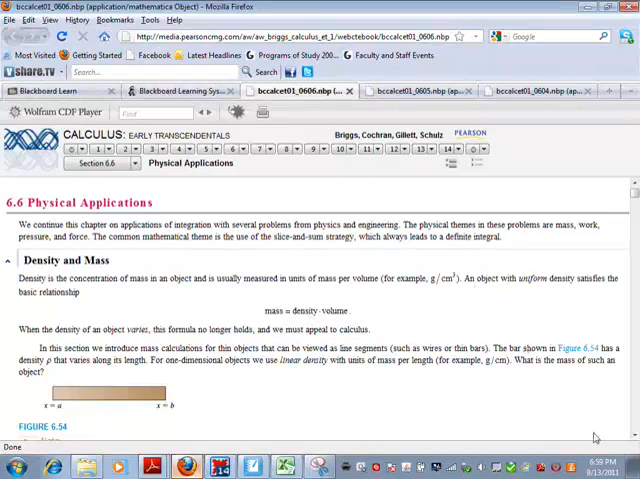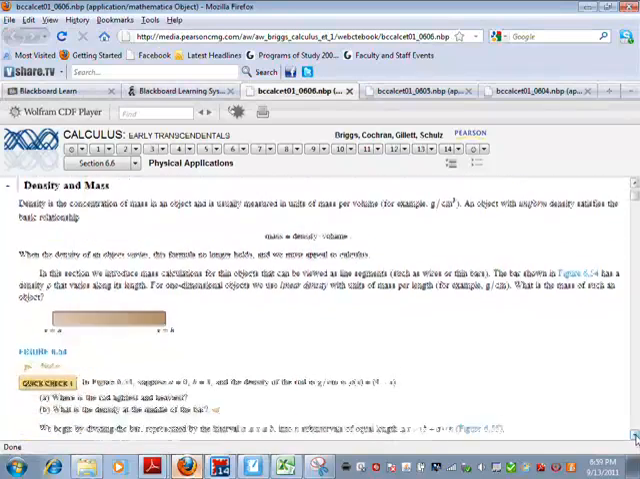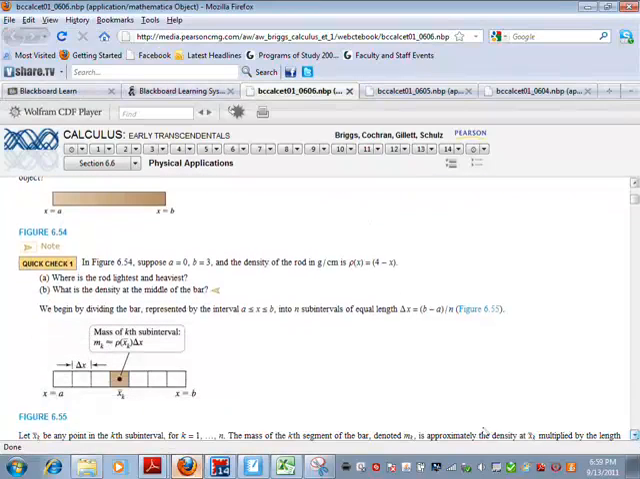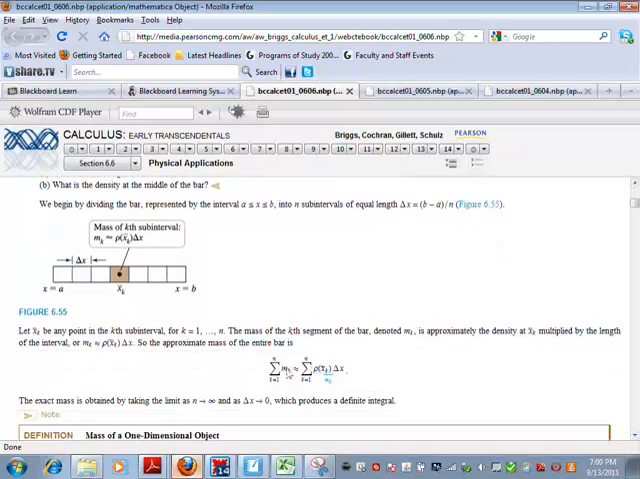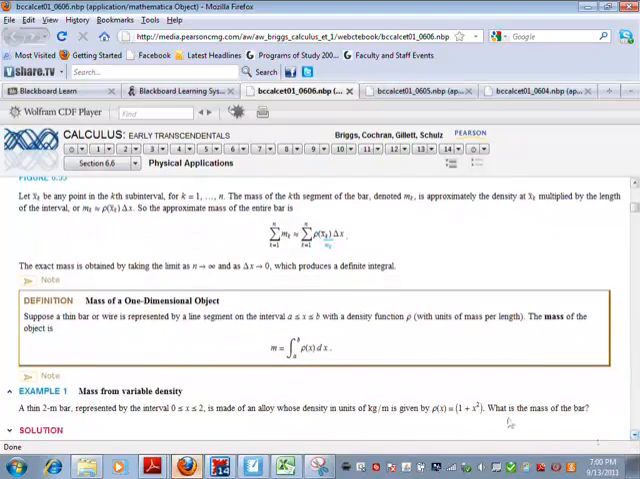The conclusion should not be shocking to you that when we break up the interval from A to B into pieces, each of length delta x, and then add up the masses, where the mass of each piece is the density times the width, then in general, if we take infinitely many rectangles, the mass is just the integral of the density. This is the lesson.